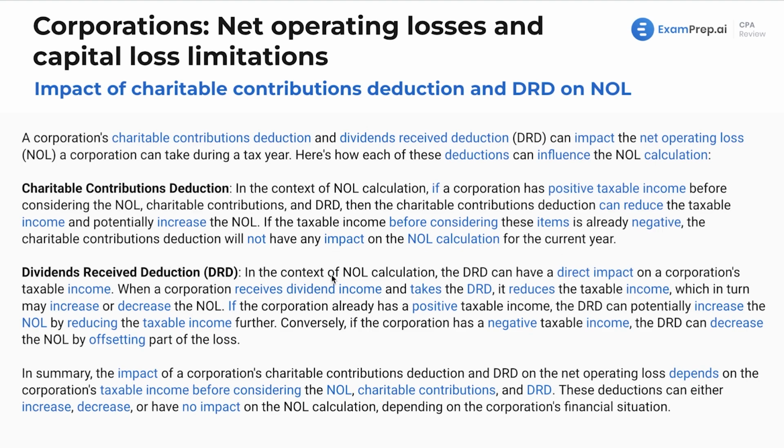For the DRD, when it comes to NOL calculation, the DRD can have a direct impact on the corporation's taxable income. When a corporation receives dividend income and takes the DRD, it reduces the taxable income, which in turn may increase or decrease the NOL. If the corporation already has a positive taxable income, the DRD can potentially increase the NOL by reducing the taxable income further. Conversely, if the corporation has a negative taxable income, the DRD can decrease the NOL by offsetting part of the loss. Now, in summary, the impact of a corporation's charitable contributions deduction and DRD on the net operating loss depends on the corporation's taxable income before considering all of those items, and these deductions definitely have a significant impact on operations.